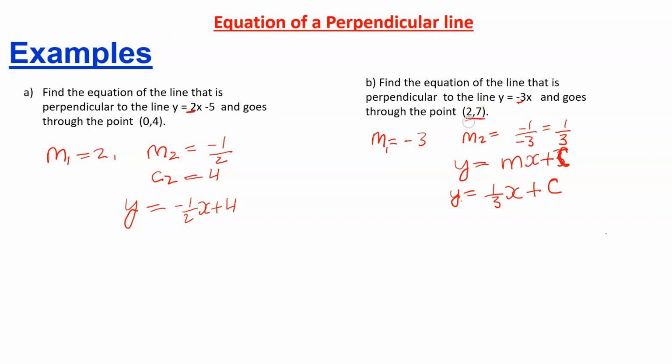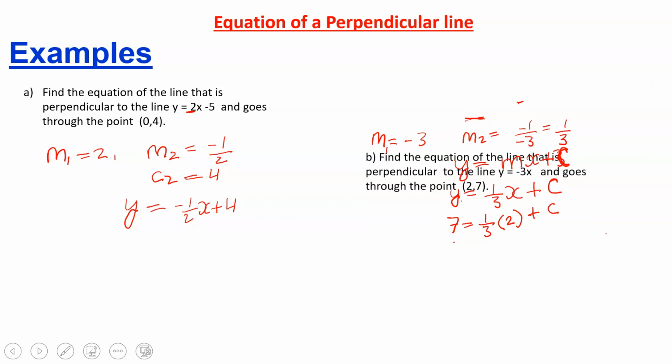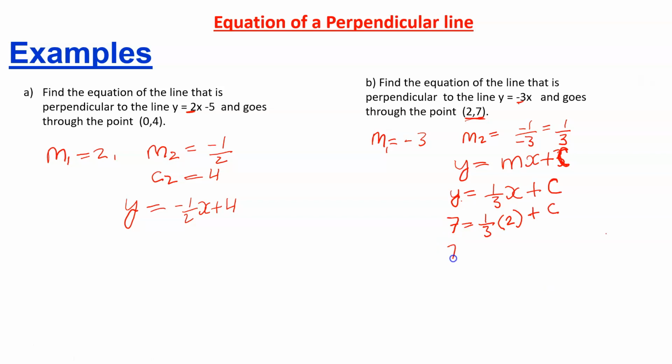If we use this point, what is 7? 7 is the y. Fill in here, 1/3. What is x? x is 2, plus c. Okay, this is 2/3, so if you take it to the other side, you find 7 minus 2/3 equals c. Make the denominators the same, let's go 1, so times here by 3, and times here by 3, that gives you 21 minus 2, divided by 3, is your c. What does that give you? That gives you 19 over 3 is your c.